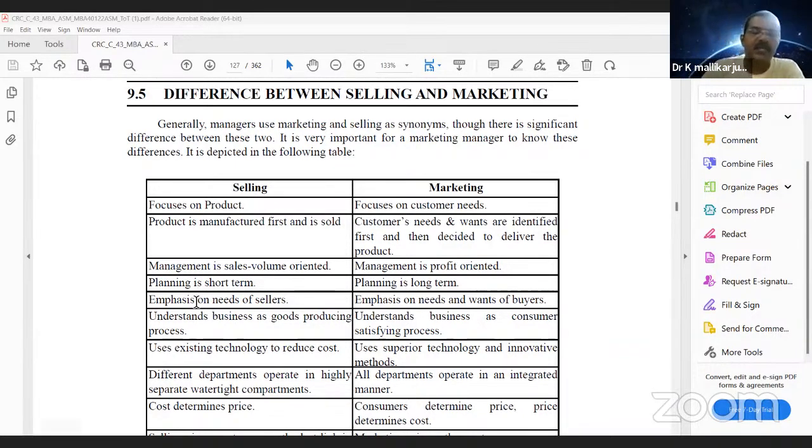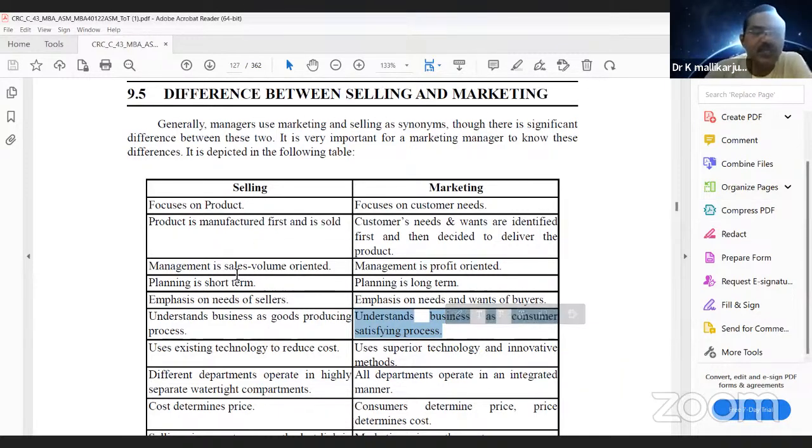So selling understands business as a goods and production process. But in the marketing concept, business is understood as a customer satisfaction process. If the company satisfies the customer needs, desires and wants, the company can survive for a longer period. Some companies may not exist now. We can't see the Nokia phone, or the sales of Kodak cameras. Most such products are not seen now because they were unable to satisfy the customer needs and wants.